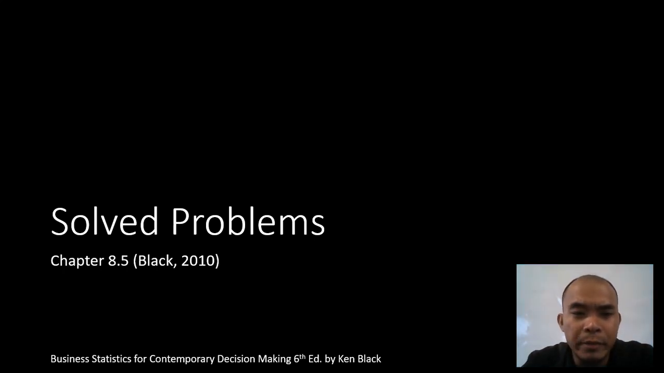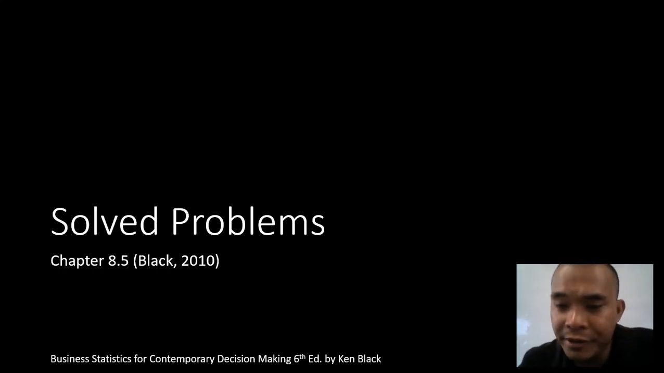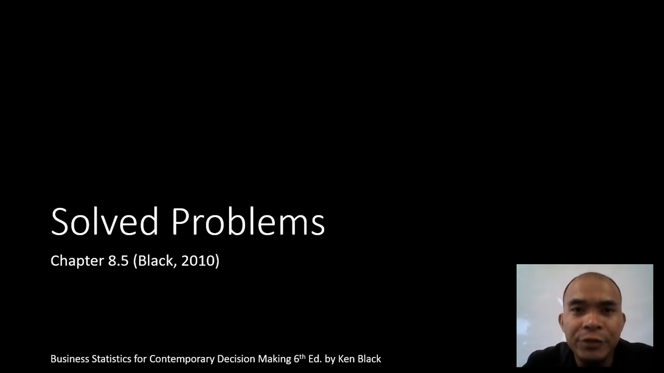We're going to solve problem 8.5 from the book of Ken Black, Business Statistics for Contemporary Decision Making, 6th edition. Another reminder, please, guys, if you already watched the video, pause the video and answer the problem on your own. That is how you check if you really understand the concept behind solving this particular problem.